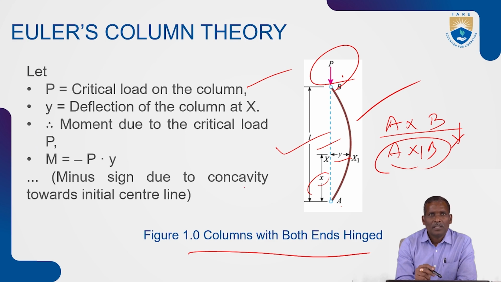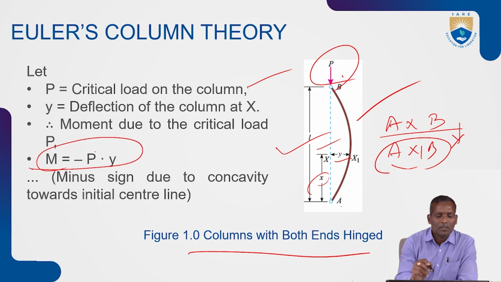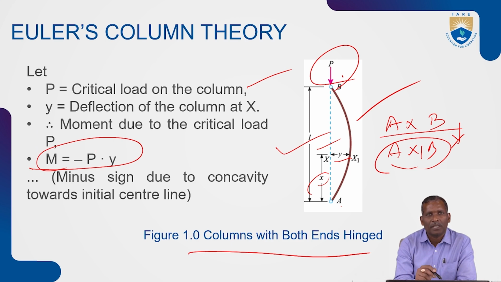The moment due to critical load P is minus P into y. The minus sign is due to concavity towards the initial center line. You have already discussed sign conventions: for concavity always use the negative sign, and for convexity the positive sign.